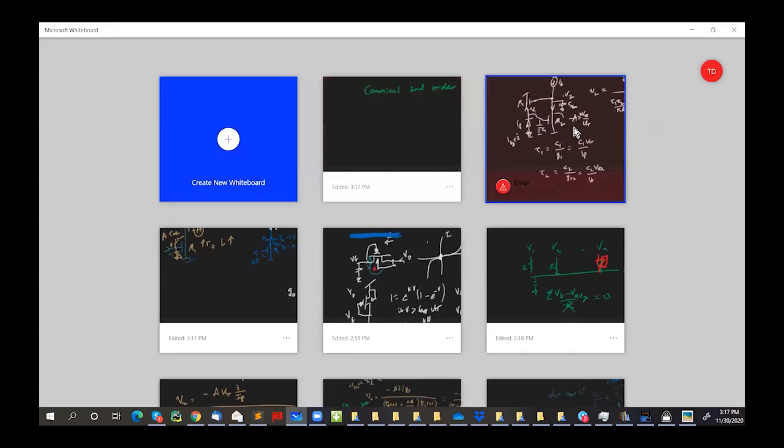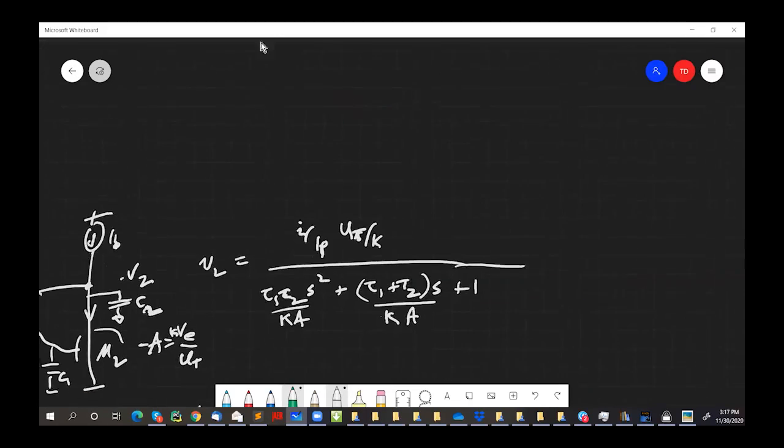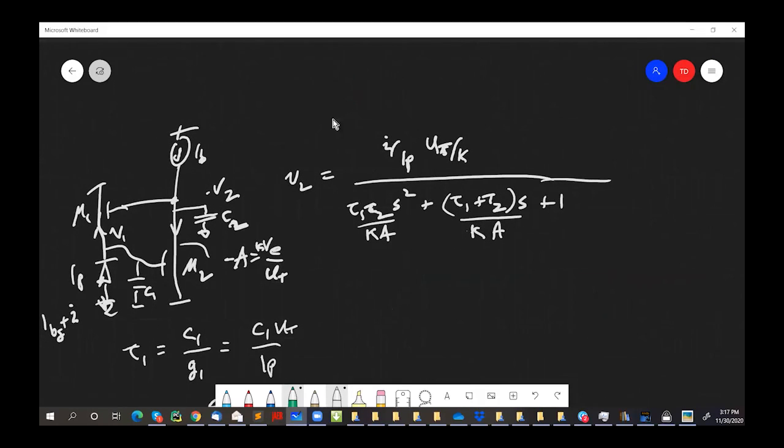So here we have a second order system. I hope it saved the whiteboard. Yeah. It's a transfer function that has in the denominator an s squared, an s, and a constant. That's why it's second order, right? It's like two time constants. That's why you get the s squared.